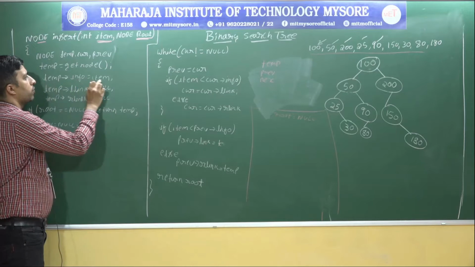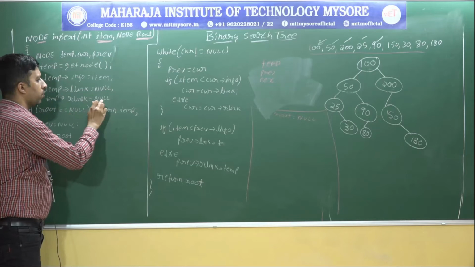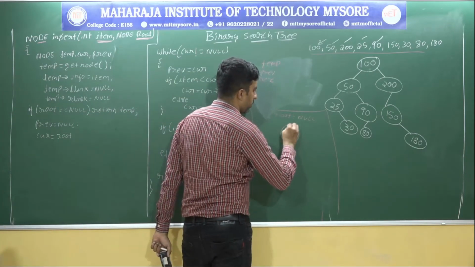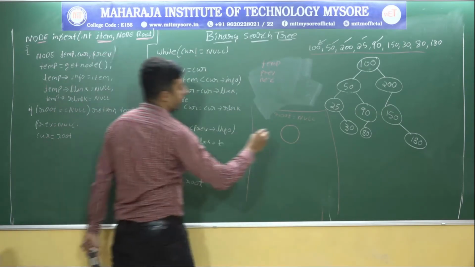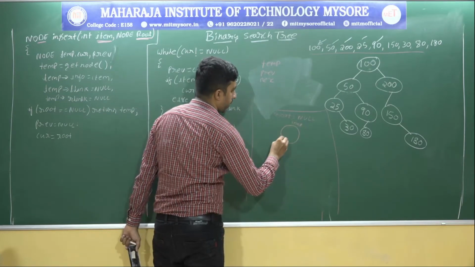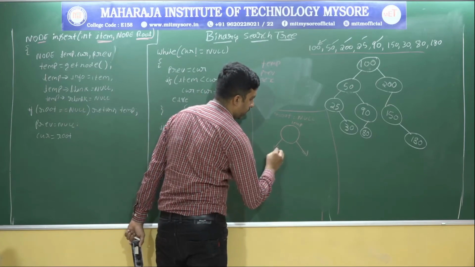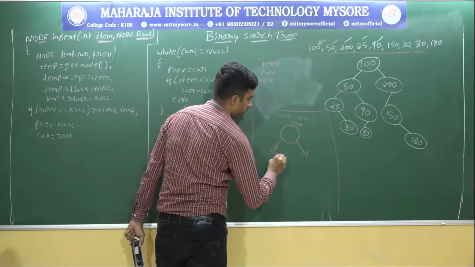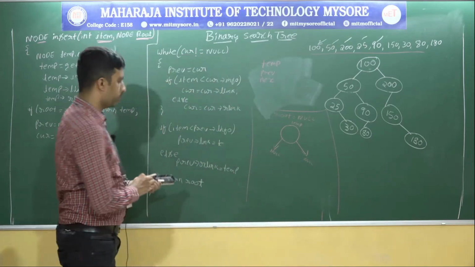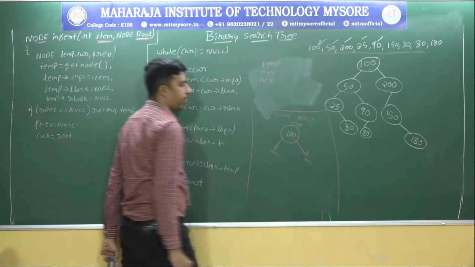Inside the get node function, temp of info is equal to item, temp of left link is equal to null, and temp of right link is equal to null. It is going to create a node with the name temp, and the left node and right node are filled with null values. The first scanned element is 100, so it is going to create the node like this.